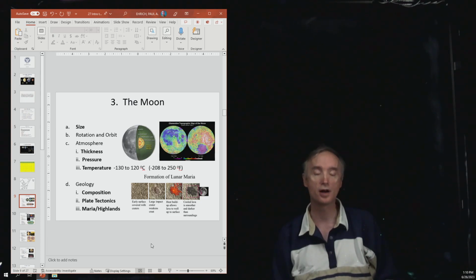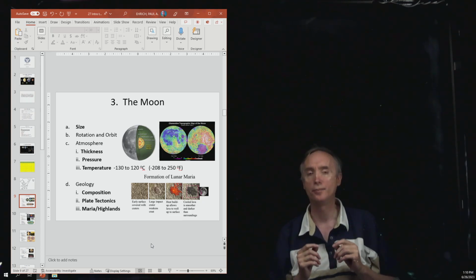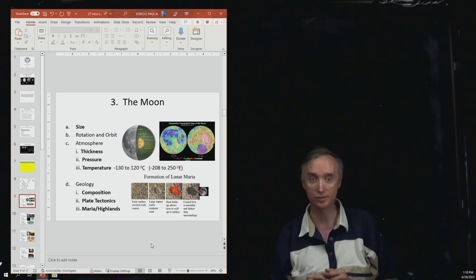So the first object in our solar system that we want to talk about is Earth's moon. And so there's a few things I'd like for you to know about it. So the number one thing that determined the fate of the moon today is its size.